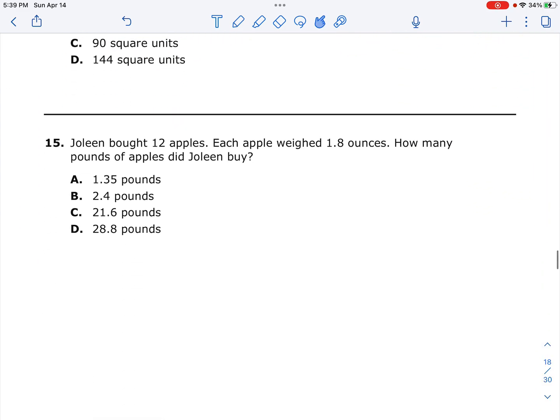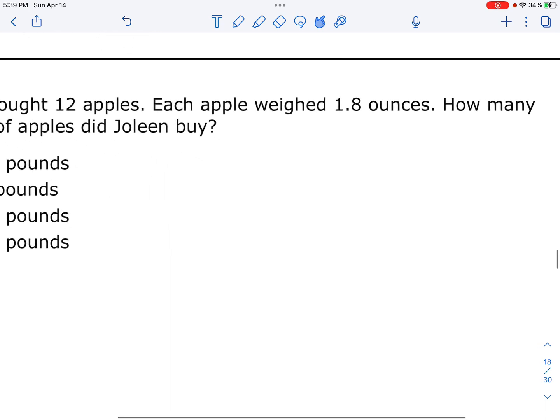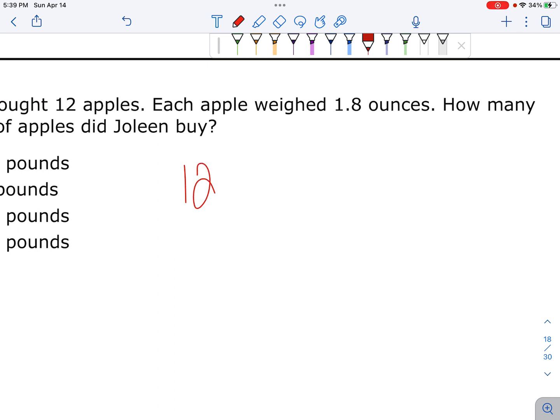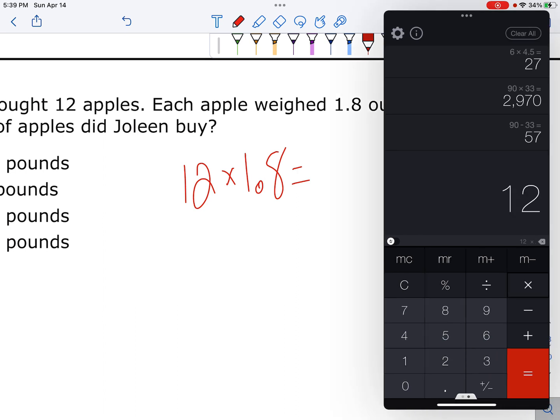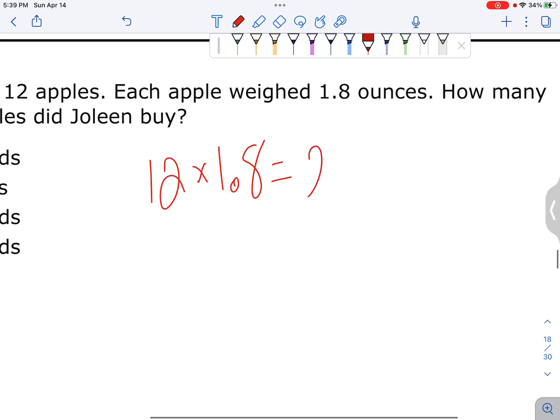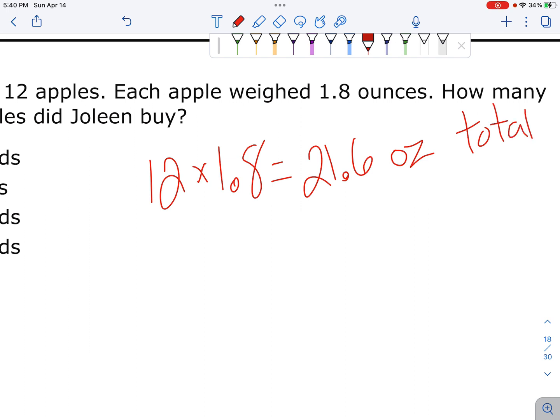Okay, the next one. Jolene bought 12 apples. Each apple weighed 1.8 ounces. How many pounds of apples did Jolene buy? So the very first thing we have to do is say she has 12 apples, and each one is 1.8 ounces, so 12 times 1.8 gets us 21.6 ounces. In total. That's all of the apples together.